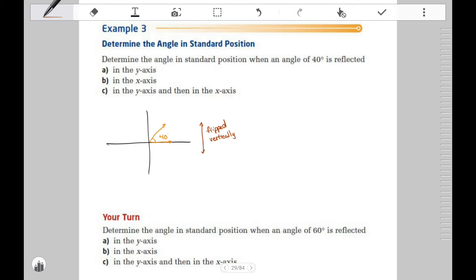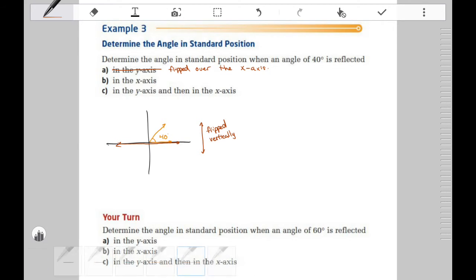To be honest, I don't like the wording of this. If I was to ask you a question on a test, I wouldn't have worded it like that for A. I would have said flipped over the x-axis. Meaning we use the x-axis like a mirror is how I would have worded that.